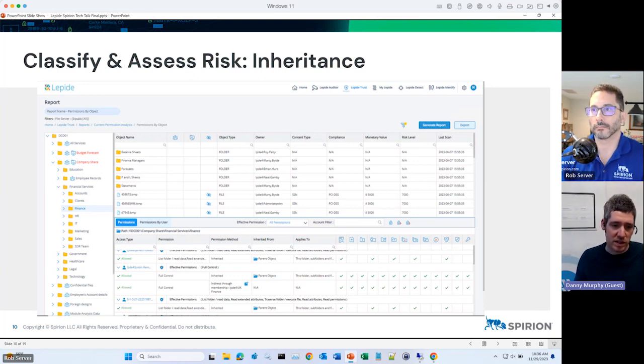So using Lepide Trust, in this case, we can actually go in and review those security groups and understand that if we take this security group away from this particular folder, it's actually going to revoke the permissions from these other users in this security group. So all in all, it gives us a lot more visibility to make better decisions when we are trying to build a least privilege model around our data.